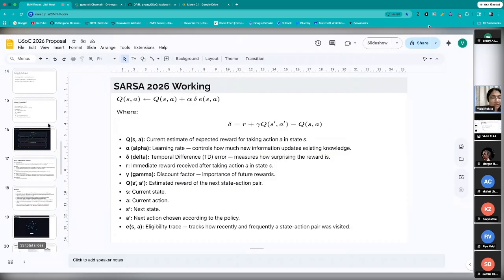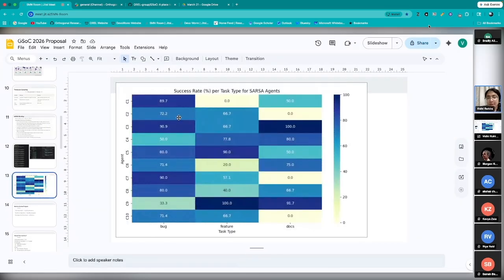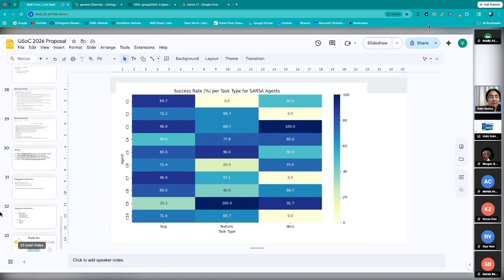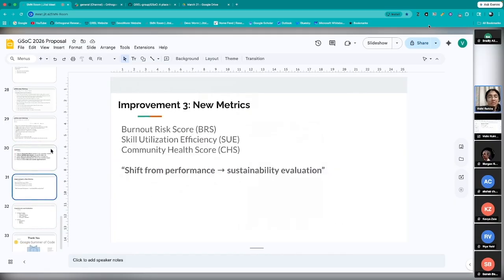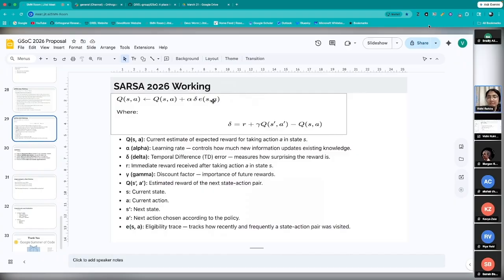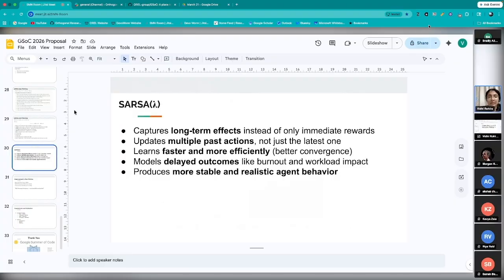So over here, we kept on updating this, but rather than updating this, we can make use of the history that we get from this. For example, contributor one does bugs more, so it can do more of the bugs by using this. And for that we have SARSA lambda, which will help us. We have the eligibility trace for that, which will help us perform better. This is a bit more theoretical: it captures more long-term effects and updates multiple past actions, not only the latest one, and it's faster and more efficient. So that is about SARSA lambda.